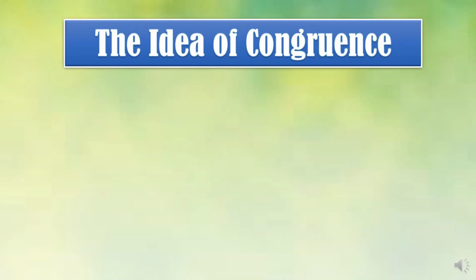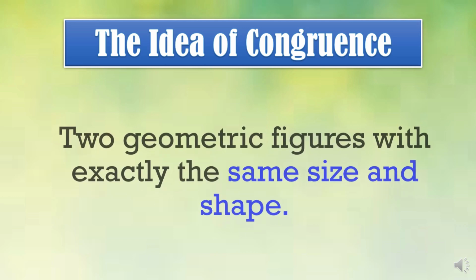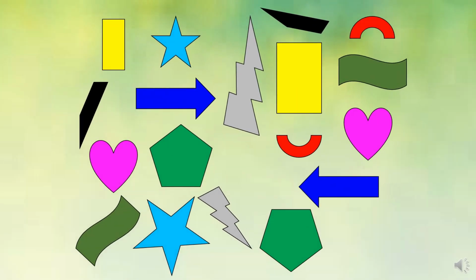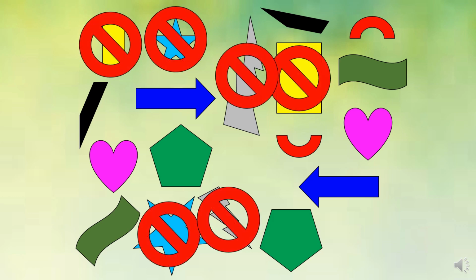Here's the idea of congruence. It is two geometric figures with exactly the same size and shape. Among the given figures, which pairs are congruent? Did you see them? Okay, let us check. Right. There are three pairs of figures that are not congruent.